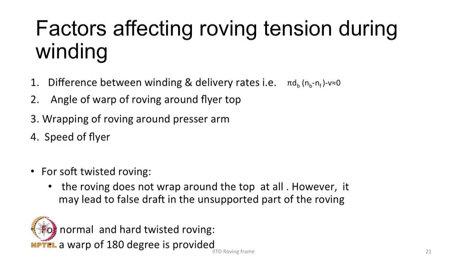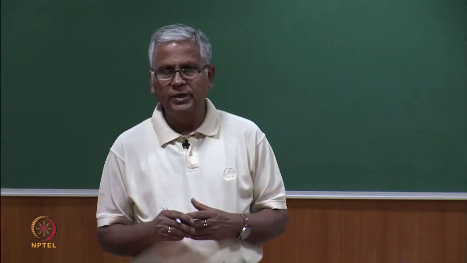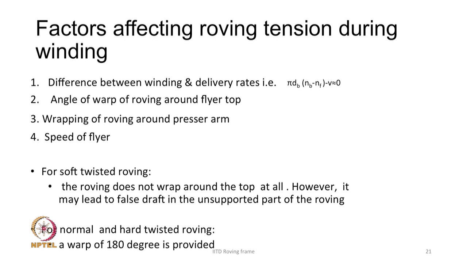The other thing is roving tension during winding. The difference between bobbin surface speed and delivery rate is a factor which affects the roving tension. So, we are very much concerned about the roving tension, because if the tension is too much, the roving is going to break. If it does not break, it may get stretched. And roving is very weak. Therefore, we are very much concerned about maintaining the roving tension constant throughout the building of the bobbin.